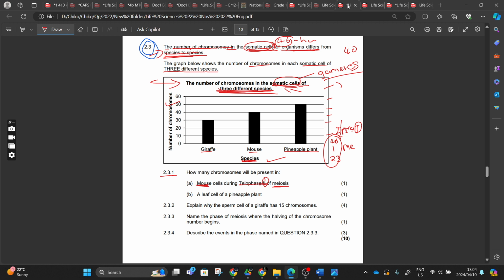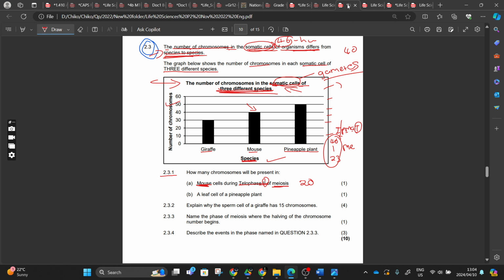Then the number of mouse cell chromosomes during telophase number 2, and the mouse here is 40, right? You can agree with me. So this one is the somatic cells. After undergoing meiosis, we are going to have this 40, and then we are going to have a 20 there, right? Sure, we are going to have 20 there.